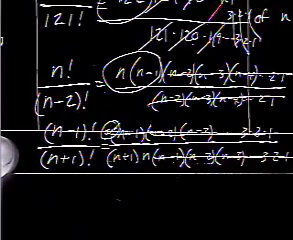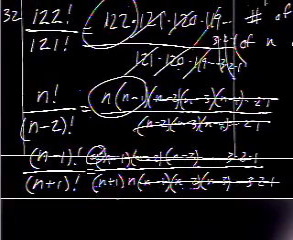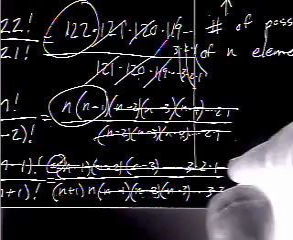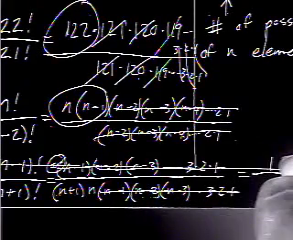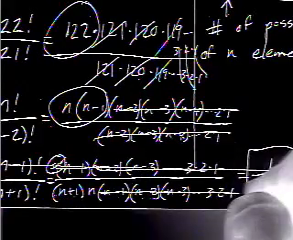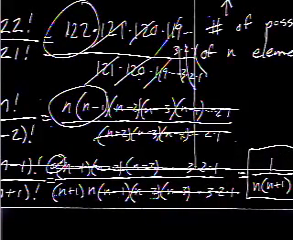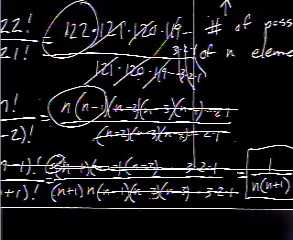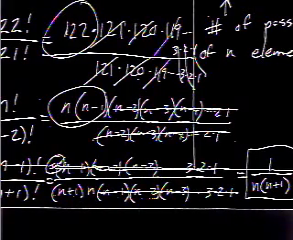So my answer to this is 1 on the top and n times n plus 1 on the bottom. One on the top and n over n plus 1 on the bottom.